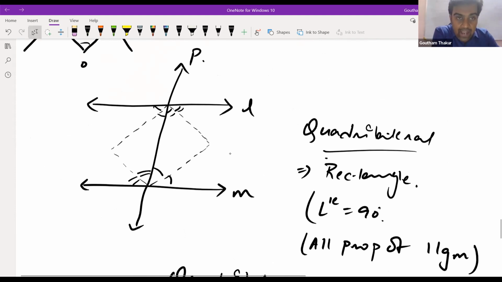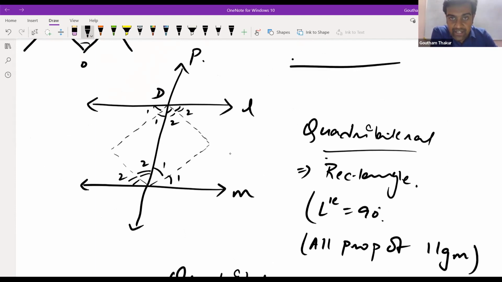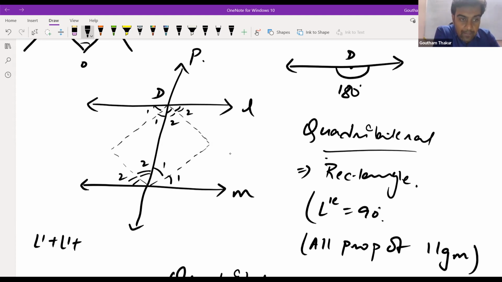Now see this better. I'm mentioning this as 1 and 1 and this as 2 and 2. Obviously, as alternate angles are equal, I'll mention this as 2 and 2 and this as 1 and 1. If I take this point, say D, at D I have a straight line, and a straight line consists of 180 degrees. The angles are angle 1 plus angle 1 plus angle 2 plus angle 2, equal to 180 degrees.